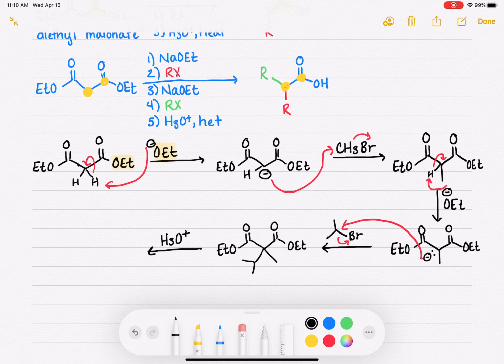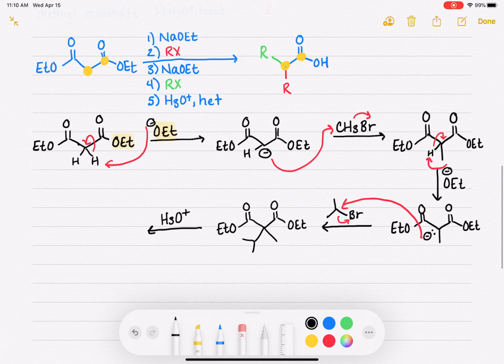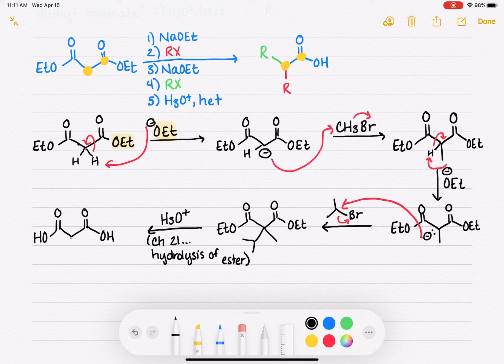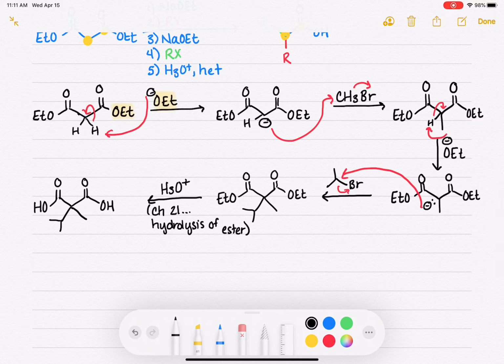Now what happens here is a reaction that you already learned in chapter 21. This is the hydrolysis of an ester. So this reaction is just going to convert both of the ester functional groups to carboxylic acids, a mechanism that you have seen, and maybe you want to go back and look at it again if you've forgotten it, which is fine. But that's what's going on in that step.